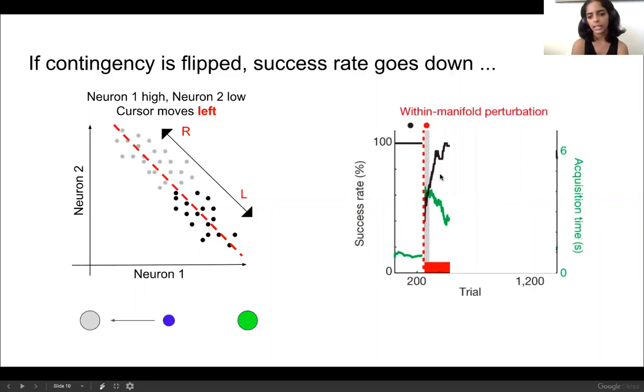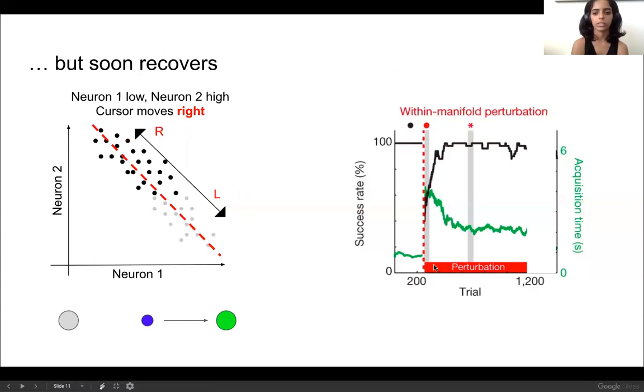But the interesting thing is that after about 200 trials with this flipped contingency, the animal is able to learn this new mapping. What the animal learns is that this part of the activity space is not working anymore, so it has to do this. You have to have neuron 1 low, neuron 2 high, and then you'll be able to move the cursor right. And so the performance is going to recover.